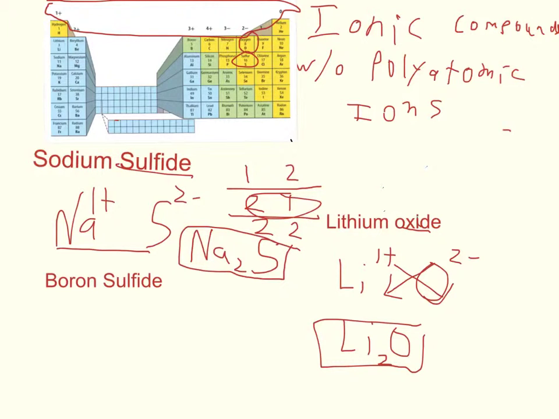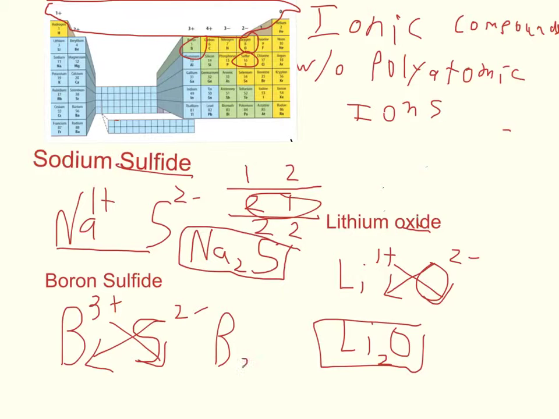Now we're going to move on to boron sulfide. In boron sulfide, we have B, and boron's right there, so it's 3 plus this time. And then we have sulfide again, S 2 minus. It's getting a little crowded in here, but if you can see, we're going to just do the crisscross method. So it'd be B2S3. And that would be our answer for boron sulfide.